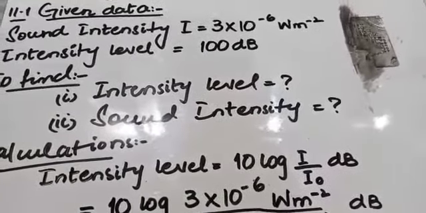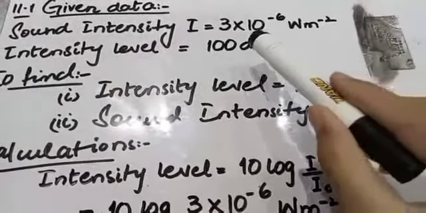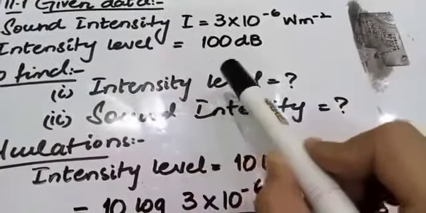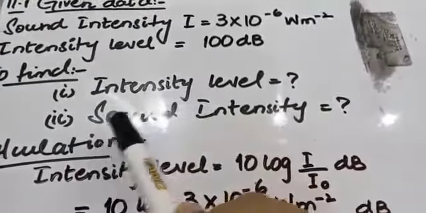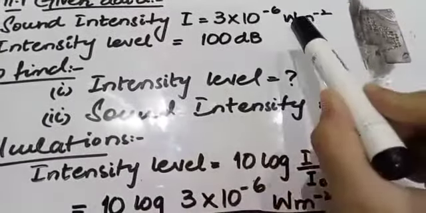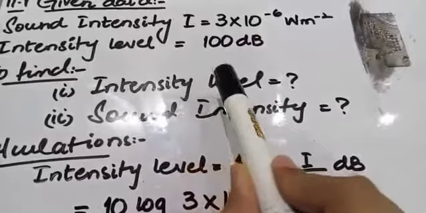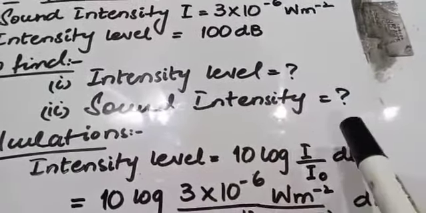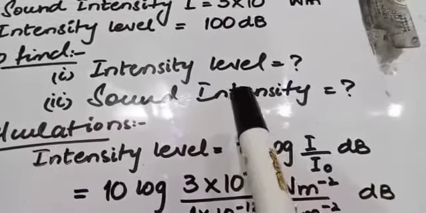Sound intensity is given. Intensity is equal to 3 × 10^-6 watt per meter square. Intensity level is 100 decibel. We have to find the intensity level for that intensity and we have to calculate the sound intensity at intensity level 100 decibel. First we will solve part 1.